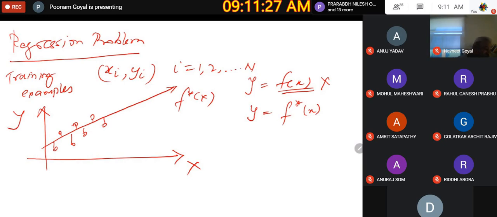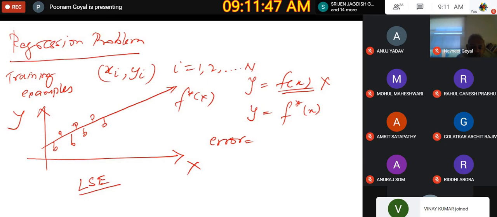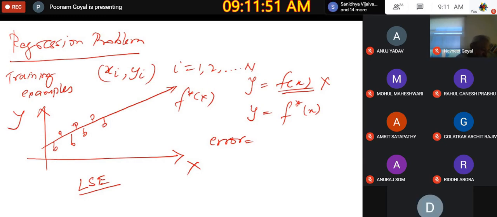So can you formulate the error? What will be the error? I'm talking about least squared error. All of you know least squared errors. Formulate this as a least square error problem which you try to minimize. So the error would be what? Suppose there are n points. What will be the error? I'll use a summation, i from 1 to n.